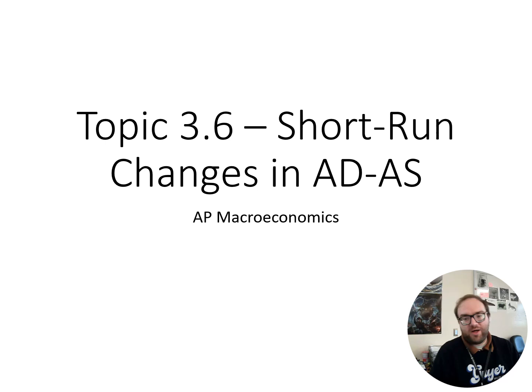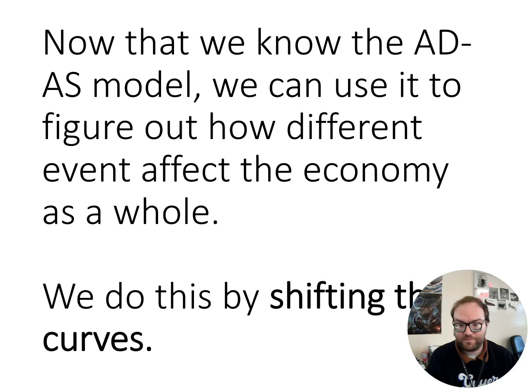So now, putting all of this together, we can talk a little bit about what happens when you make shifts to aggregate demand and aggregate supply. We've talked about this a little bit in past units. We've talked about what the shifters of these graphs are, but now we can pull it all together and talk about, well, what actually happens in the economy when aggregate demand changes or when aggregate supply changes. And we do this using this model.